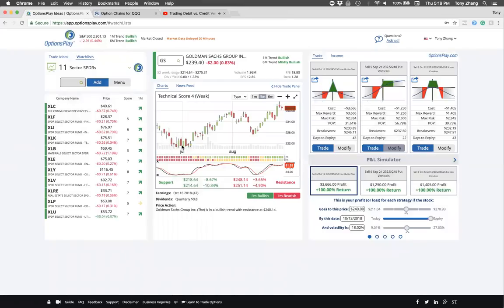What is the longest out one should look at when entering a debit spread? I don't necessarily think that there's a real limit to that. In reality, you could trade a 9-month debit spread. You could trade a 12-month debit spread. But if you're going that far out, I would suggest that you consider turning that vertical into a calendar or diagonal, because you're not really getting the benefit of that short leg as much when you're going that far out. The short leg is meant to give you that short theta.